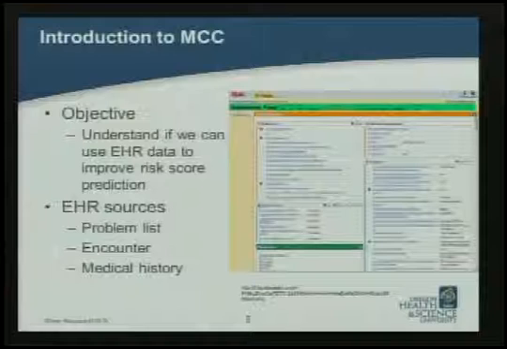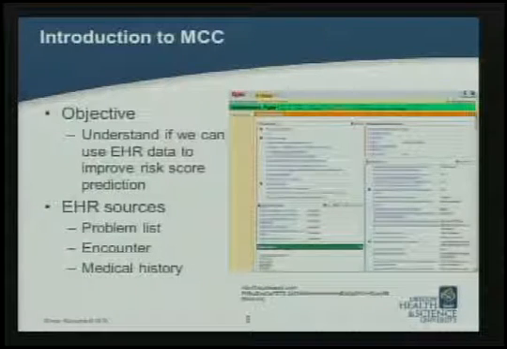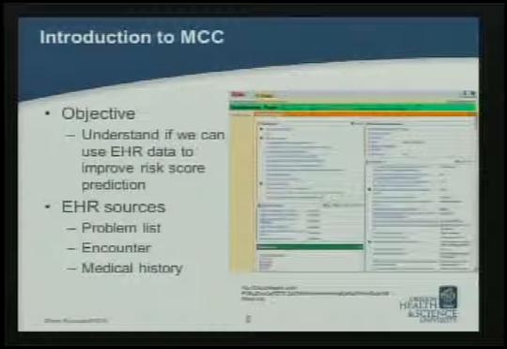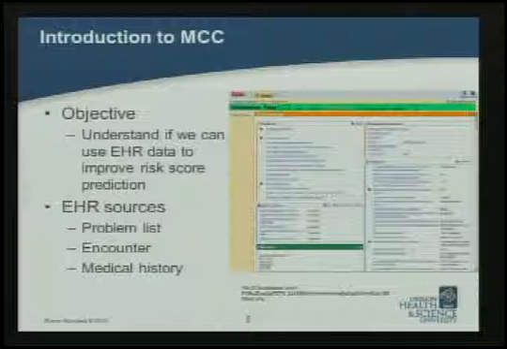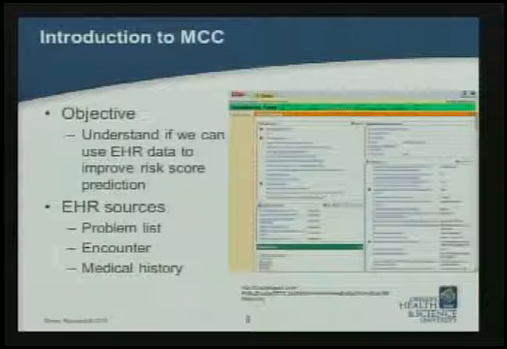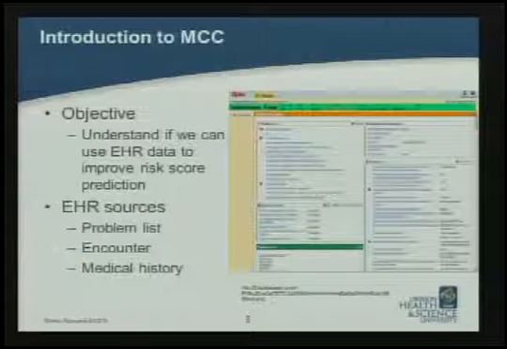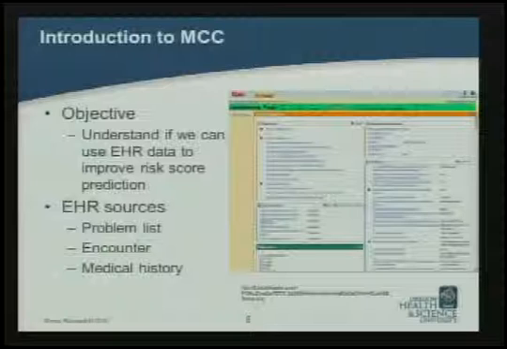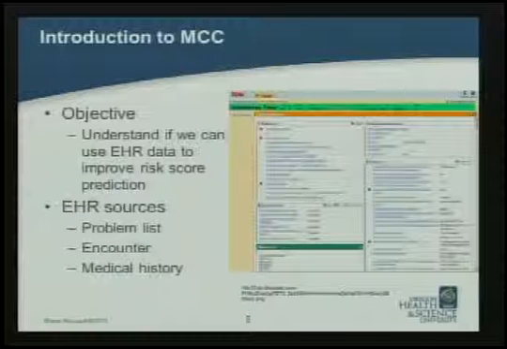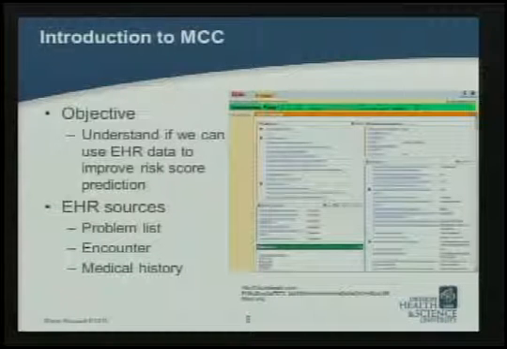That's a large time gap, where if we could use EHR data, which is constantly evolving and always present, we could risk stratify our patients a lot faster and then possibly even treat them during that 18-month period and prevent some of the outcomes that could have occurred. So the objective of the MCC project was to understand if we could use EHR data to improve the risk score prediction of patients. Right here we have a screenshot from the EPIC EHR, which is where we pulled most of our data from.